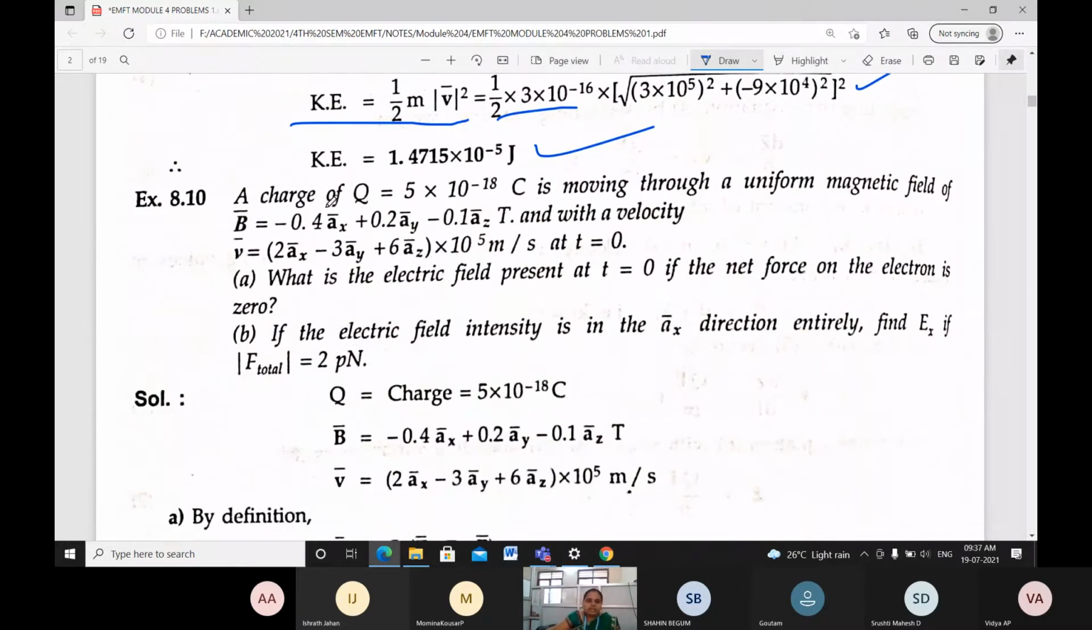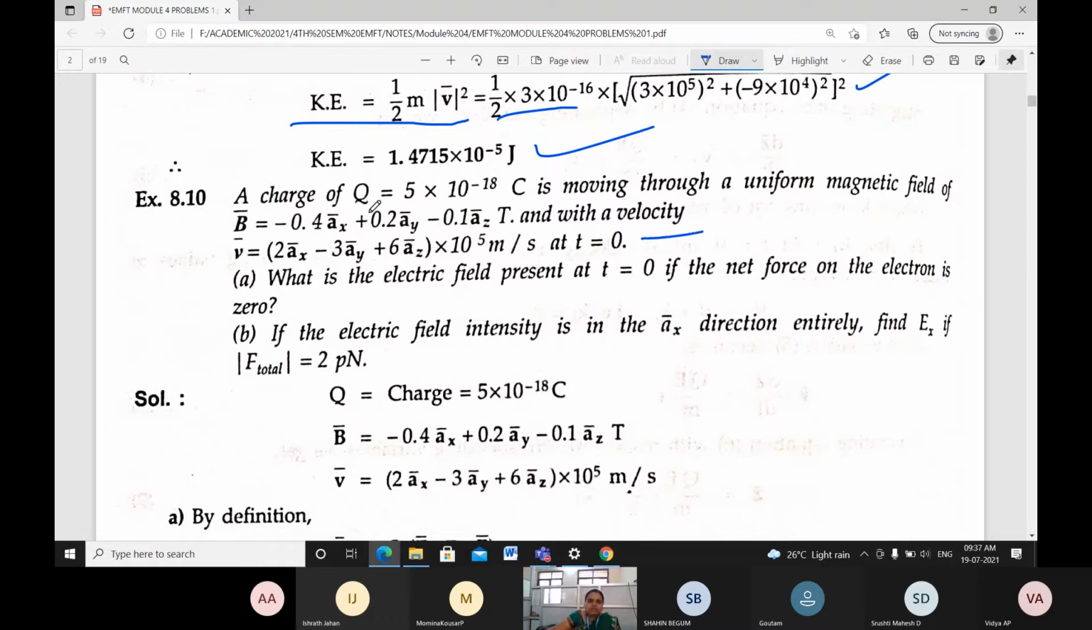Next, a charge Q is given, that is 5 into 10 raised to minus 18 coulombs, moving through a uniform magnetic field B given as minus 0.4 AX plus 0.2 AY minus 0.1 AZ Tesla, with a velocity V given as 2AX minus 3AY plus 6AZ into 10 raised to 5 meter per second at the origin, with the time given as 0.